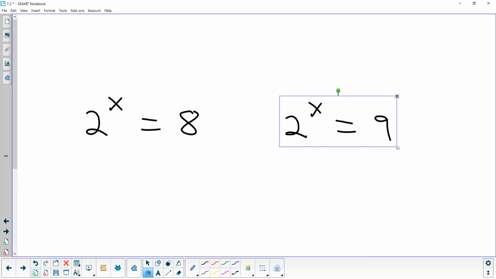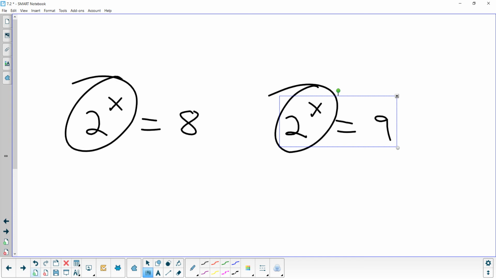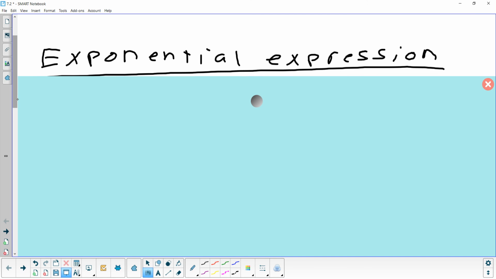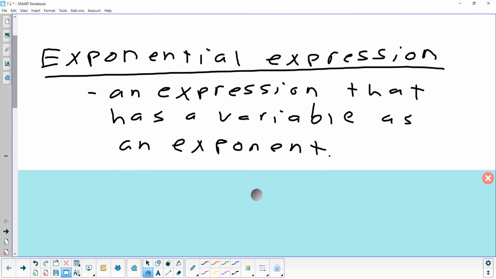How would we figure that out? That's what a logarithm allows you to do. Solve an equation where you have a variable in the exponent. And the thing I just circled there and that thing there, those are called exponential expressions. So it's an expression that has a variable in the exponent.